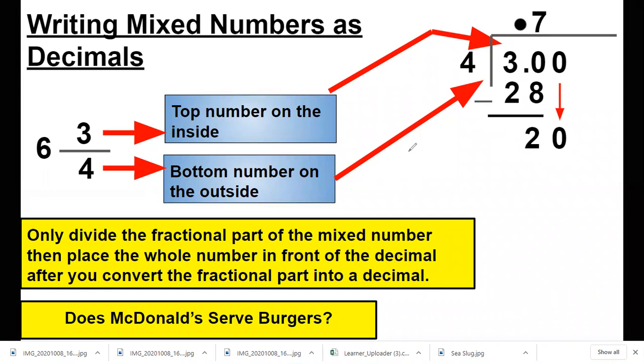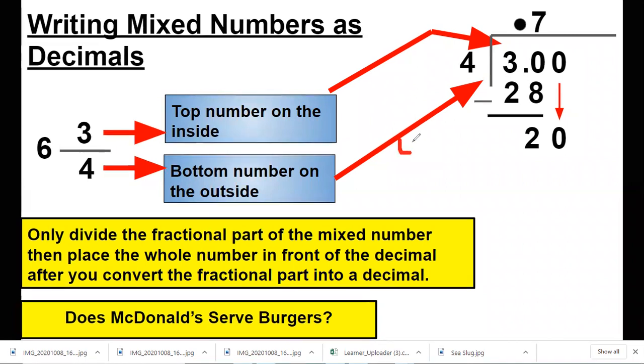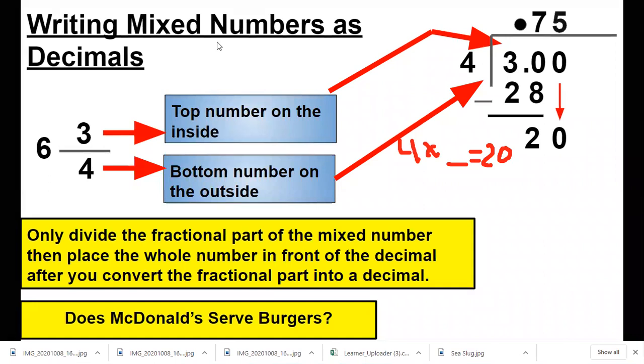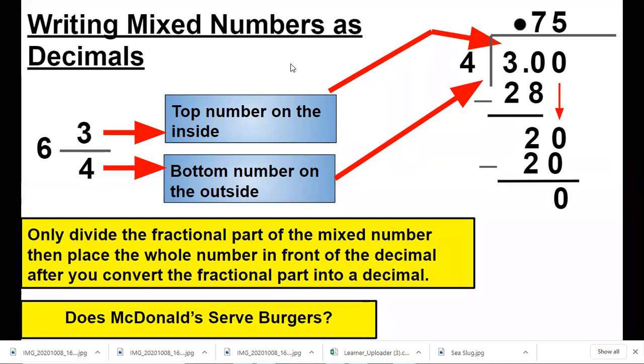20 divided by 4 equals, or 4 times what equals 20 is another way of looking at division. 4 times something equals 20. What could it be? I hope you said 5. 5 is at the top. Now we multiply. 4 times 5 is 20. Now we subtract. We end up with a remainder of 0. We are finished, sort of.